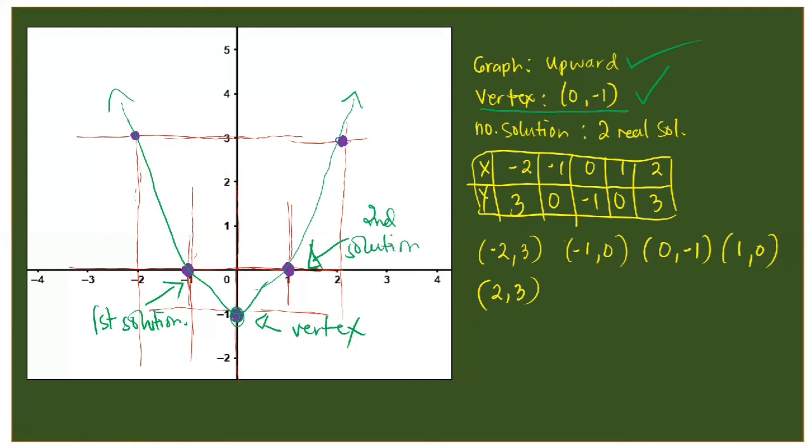So, we have proved that we have the upward, the vertex of 0 and negative 1, and the number of solutions, 2 real solutions. So, this is how we are going to solve to get the ordered pair or complete the table and to graph the quadratic function.